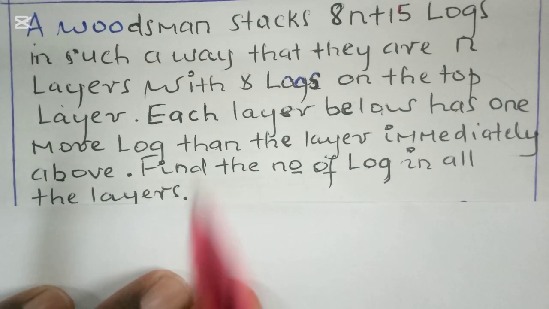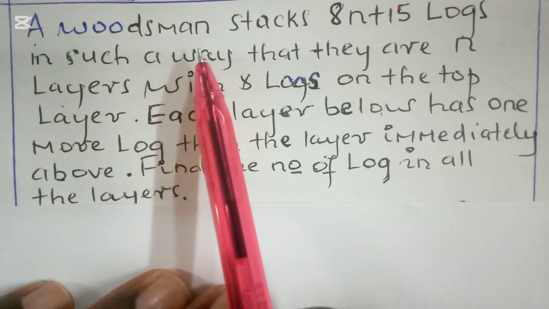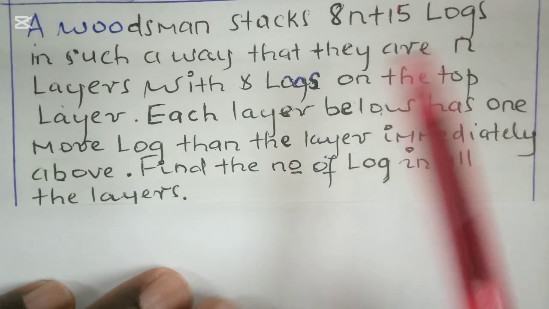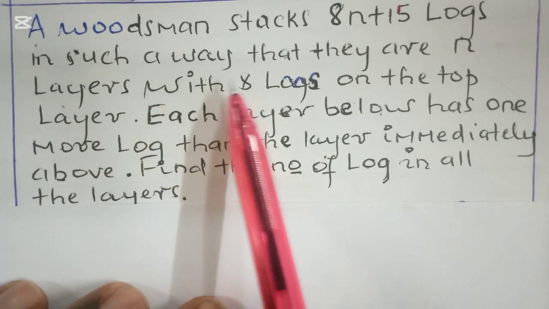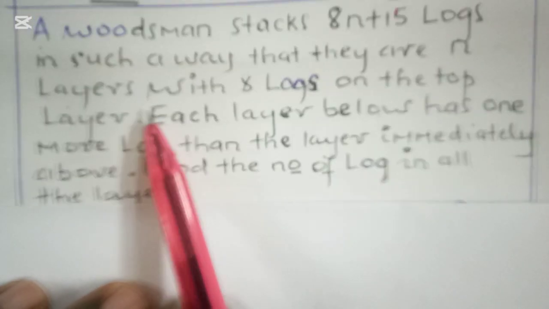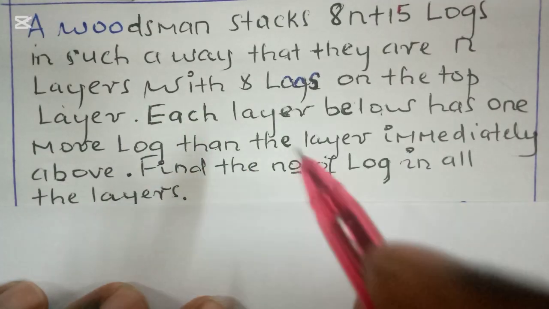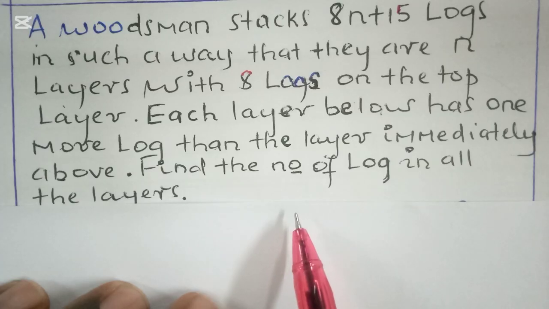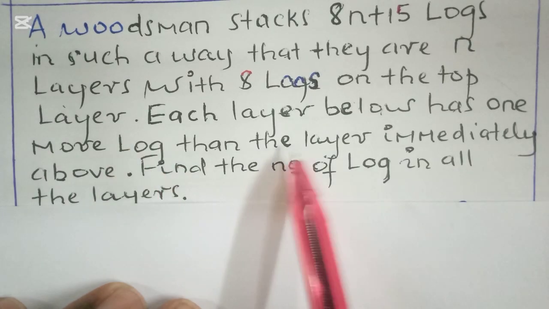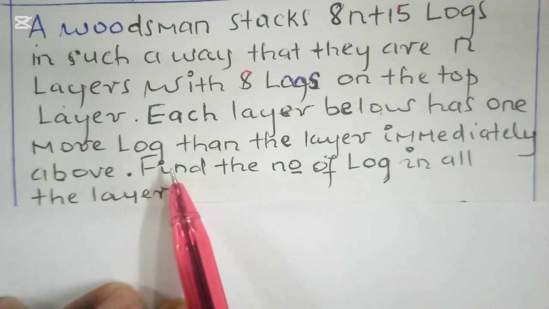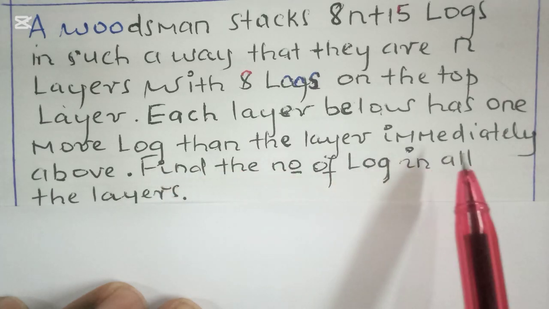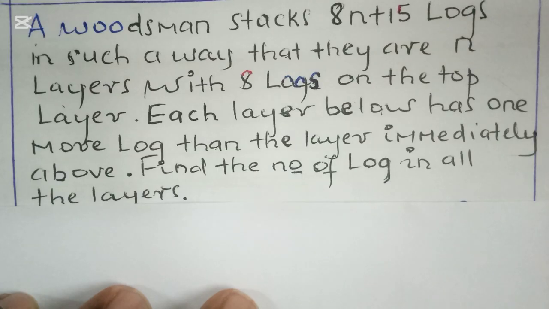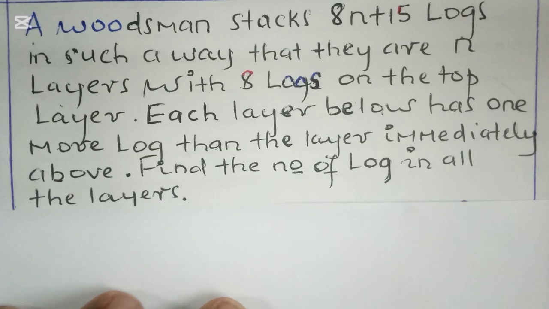Guys, I read the question first. A woodsman stacks 8n plus 15 logs in such a way that there are n layers with 8 logs on the top layer. Each layer below has one more log than the layer immediately above. Find the number of logs in all the layers. Guys, we come and do this question.